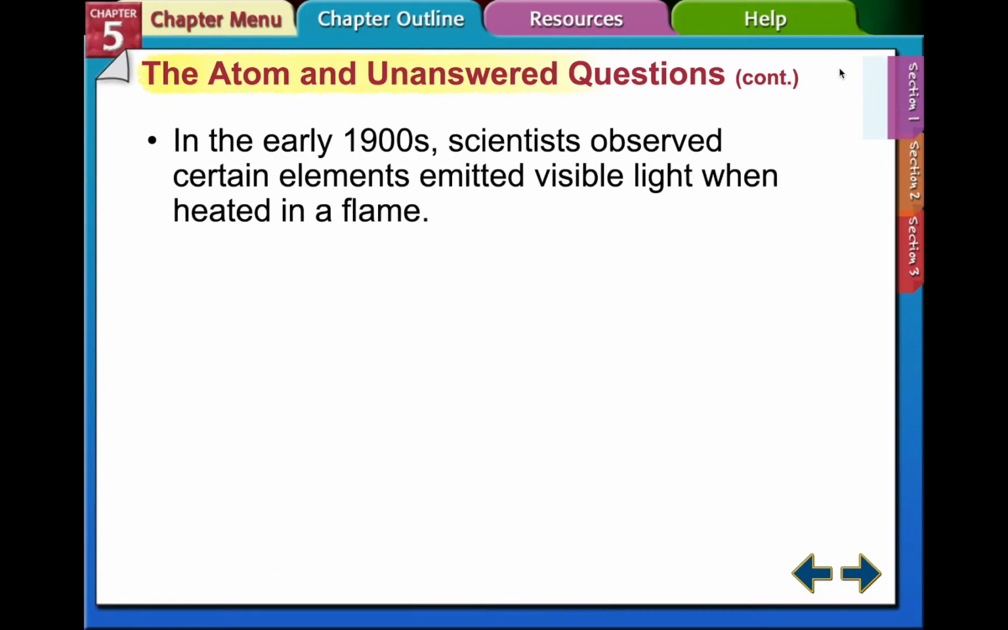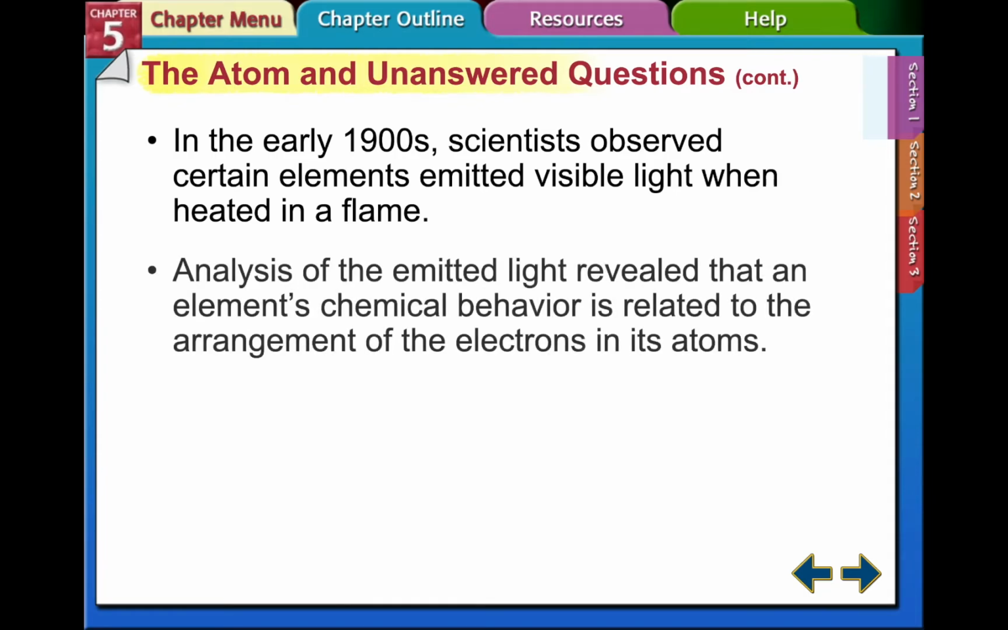Hey guys, so today we are going to be discussing light emission in atoms. Essentially, earlier in the 1900s, scientists observed that when they held elements in a flame or sent electricity through them, they would emit a particular color of light, and each element emitted a different color. They found this to be consistent every time, and so they related this phenomenon to that element's chemical behavior, and more specifically to the arrangement of the electrons.